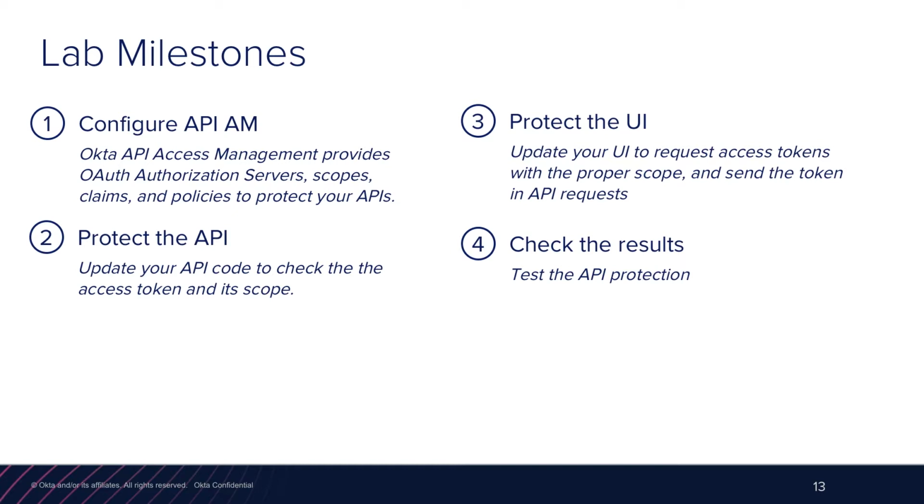In the third step, we will update the UI we have, the front end, to request the access tokens from Okta with the proper scopes and send the tokens in API requests. Finally, in the last step, we're going to check the results and you will see how the API protection works in action. This is the best way of understanding how things like scope, access token, Okta API Access Management, and OAuth are correlated.